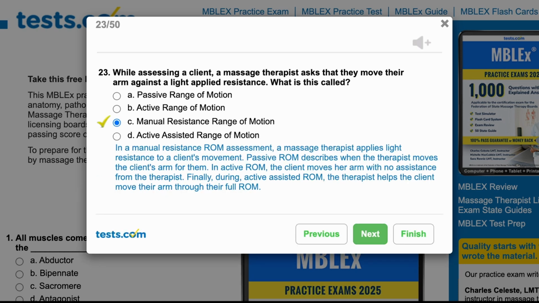C. Manual resistance range of motion. In a manual resistance ROM assessment, a massage therapist applies light resistance to a client's movement. Passive ROM describes when the therapist moves the client's arm for them. In active ROM, the client moves her arm with no assistance from the therapist. Finally, during active assisted ROM, the therapist helps the client move their arm through their full ROM.